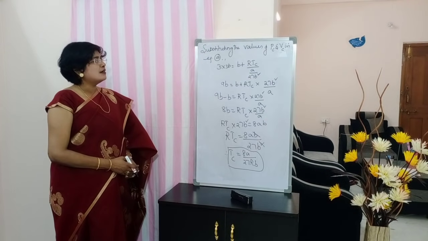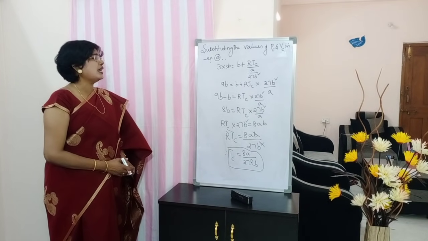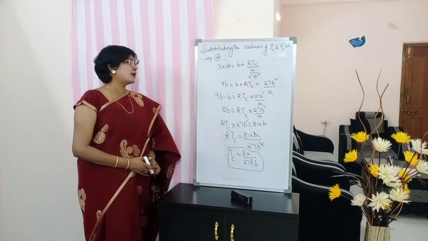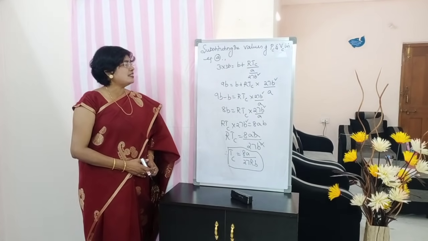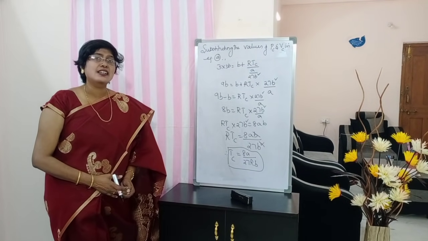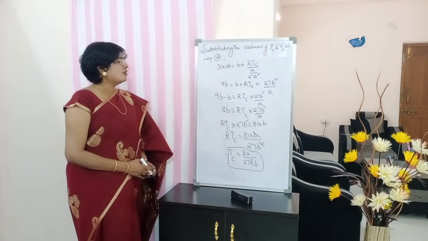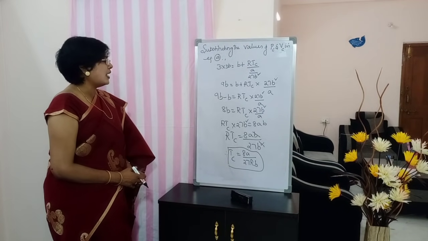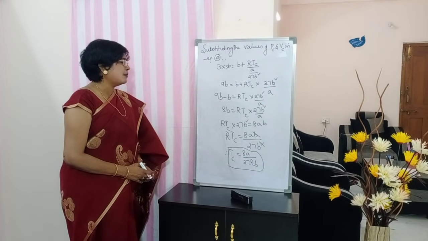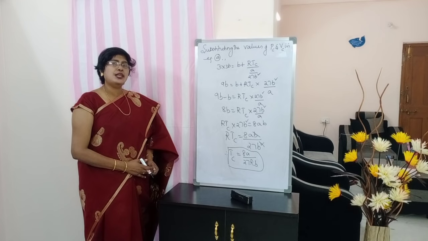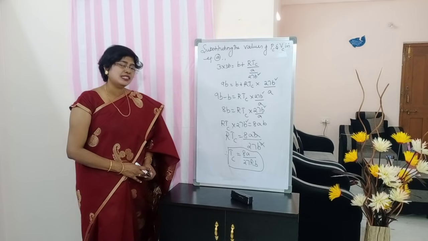Now bringing B from right side to left side. Right side what is there? B plus. Okay. If it comes left side, what happens? Minus B. So 9B minus B is equal to, what remains right side? RTc into 27B square by A. Next below, 9B minus B, 8B is equal to RTc into 27B square by A. Okay. Now cross multiplication, students. RTc into 27B square is equal to 8B into A, 8AB. Next, RTc is equal to 8AB by 27B square.